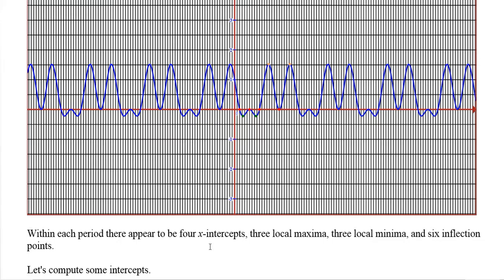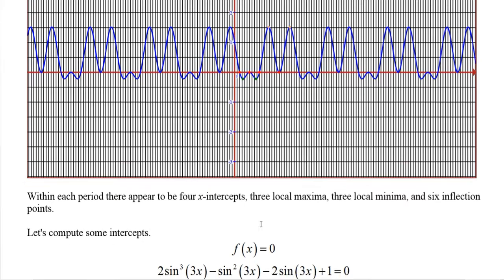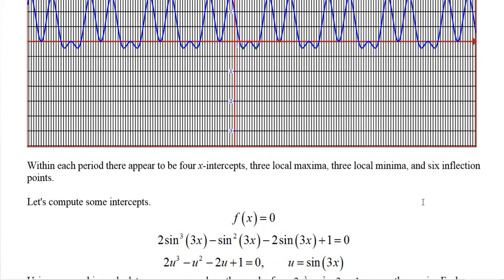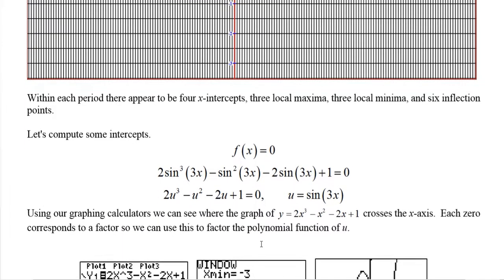So let's see if we can compute some of this. Suppose we want to find these red dots, the x-intercepts. Then what we're doing is solving the equation f of x equals 0. So we have 2 sine cubed of 3x minus sine squared of 3x minus 2 sine of 3x plus 1 equals 0, and we want to solve that. So we're going to start by simplifying a bit by substituting u equals sine of 3x as we did above. And so we get 2u cubed minus u squared minus 2u plus 1 equals 0.